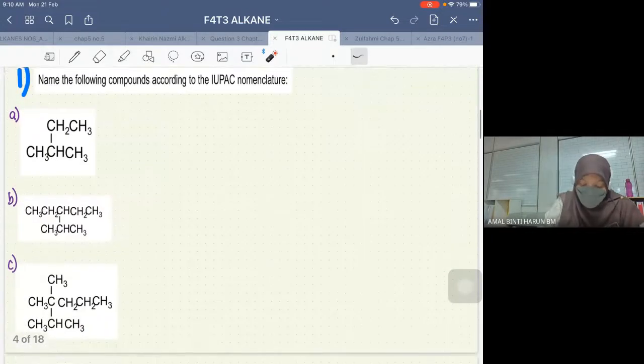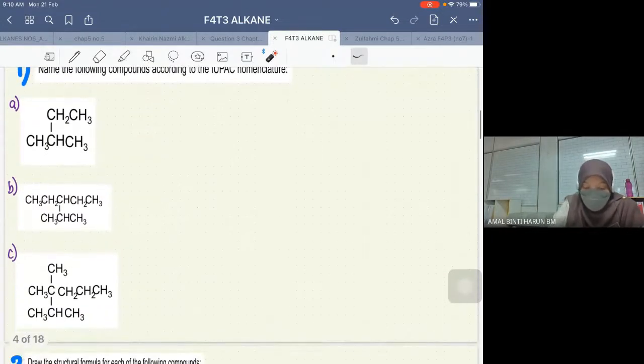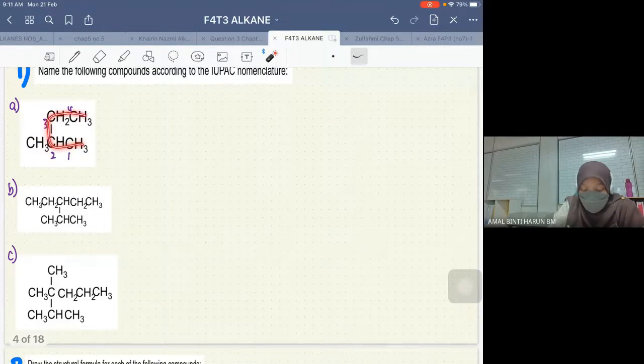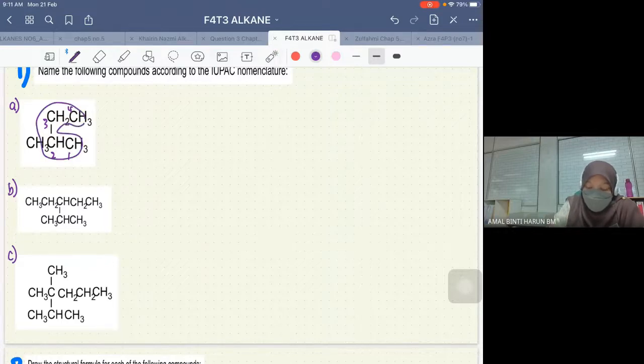Number 1. So in naming alkane, you need to choose the longest carbon chain. The longest carbon chain is 1, 2, 3, 4. Okay, it's not necessarily the straight chain. In the straight chain, we will get 3: 1, 2, 3. But we choose the longest carbon chain. No matter it's straight chain or bengkok ke, you ambil dia paling panjang, 4.